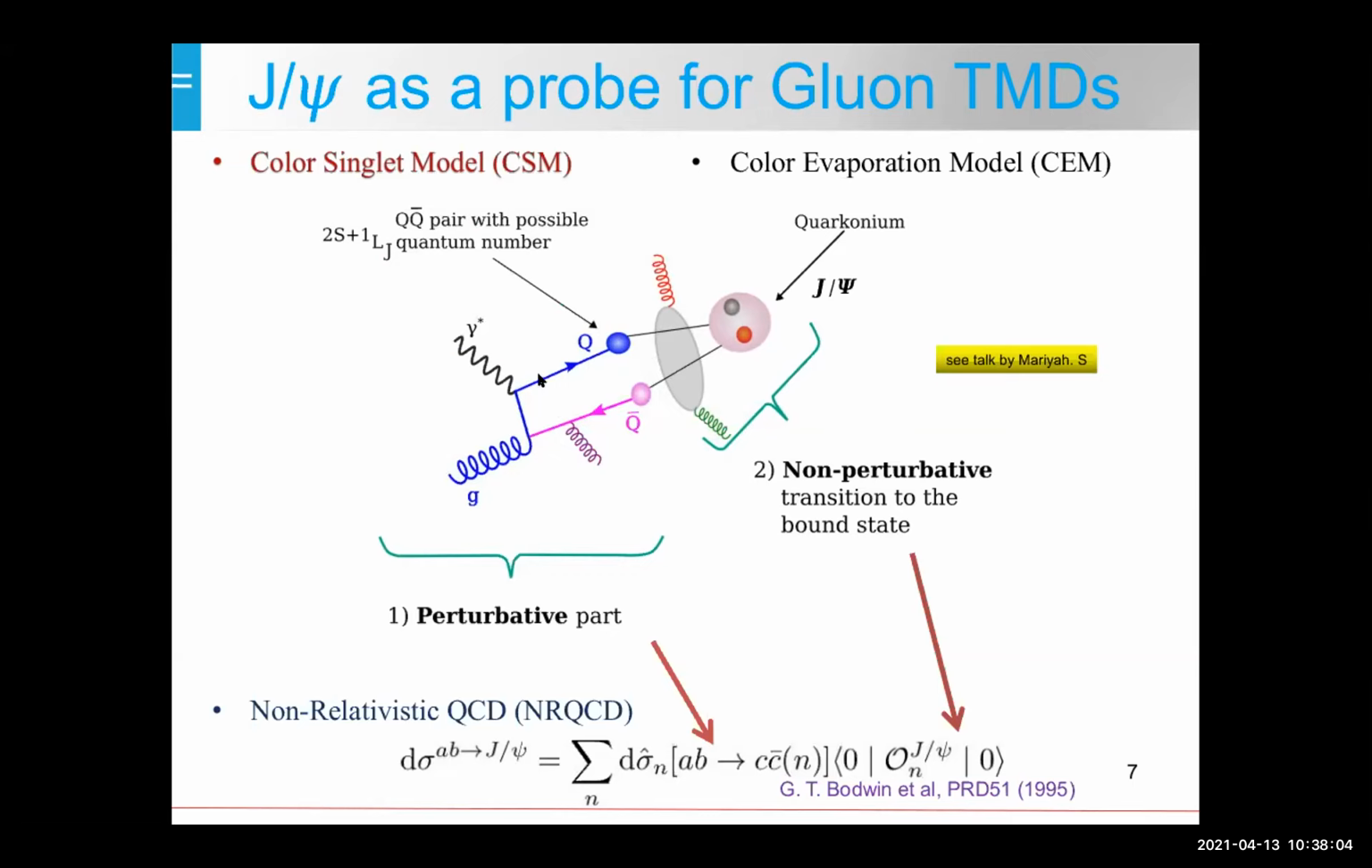Depending on how you treat this perturbative or non-perturbative part, there are three models that are widely used in the market. One is color singlet, the second is color evaporation, and the third one is non-relativistic QCD. These two models have already been discussed by Maria. Let me not go into details due to the constraint of time. In our calculation, we considered 12 Feynman diagrams, including the quark channel, and we considered the color singlet and NRQCD formalism, in which the differential cross-section is factored into a perturbative piece, contained in d sigma hat, times the long distance matrix element.